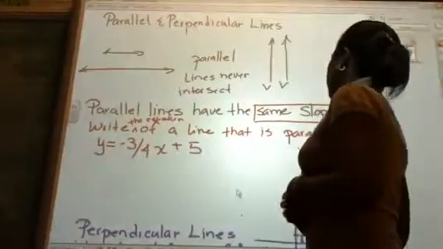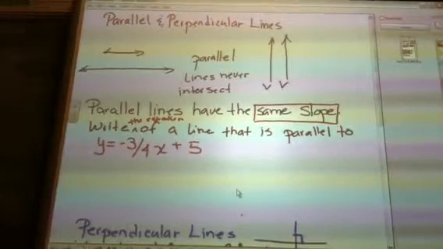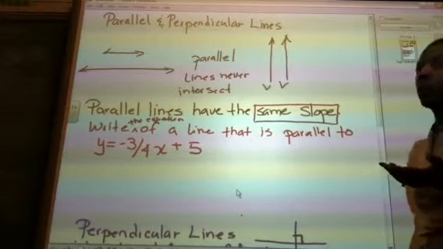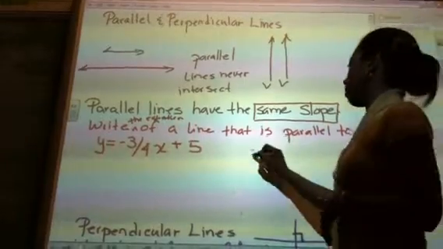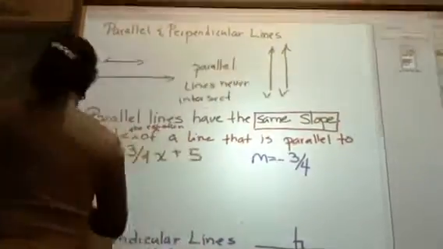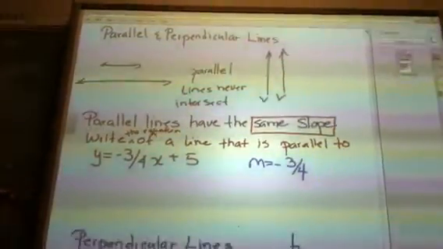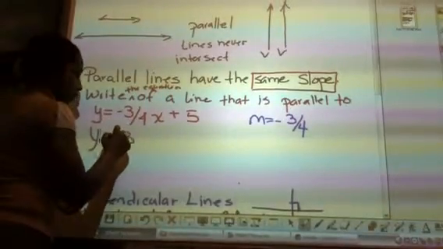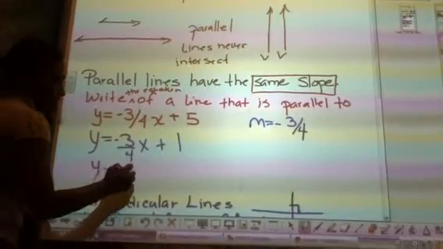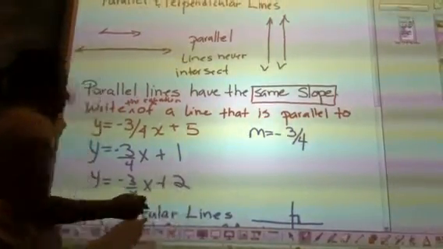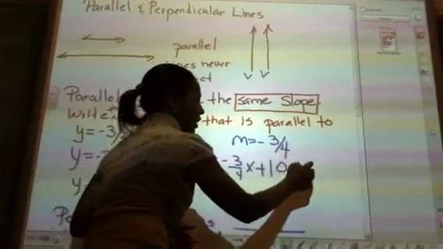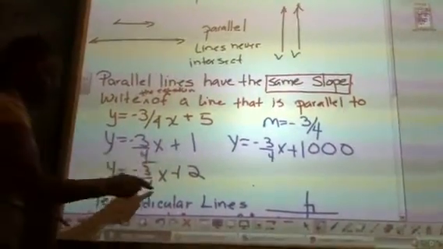Write the equation of a line that is parallel to y equals negative 3/4 x plus 5. So what's my slope here? Negative 3/4. My slope is negative 3/4. So equations of lines that are parallel to that would be y equals negative 3/4 x plus 1. Y equals negative 3/4 x plus 2. Y equals negative 3/4 x plus 1,000. It doesn't matter as long as you have the same slope.